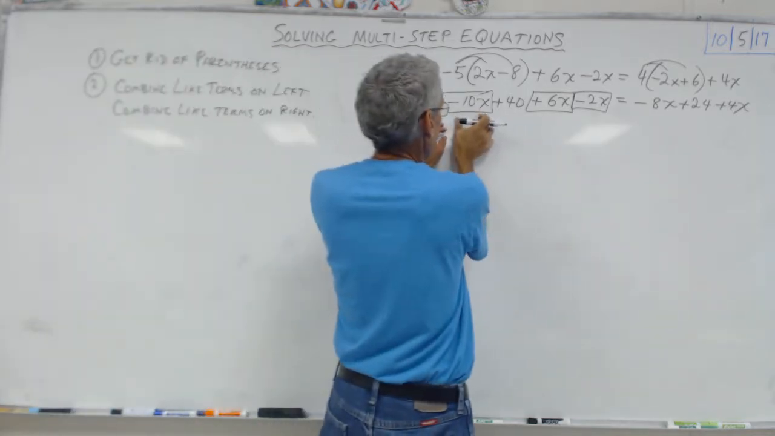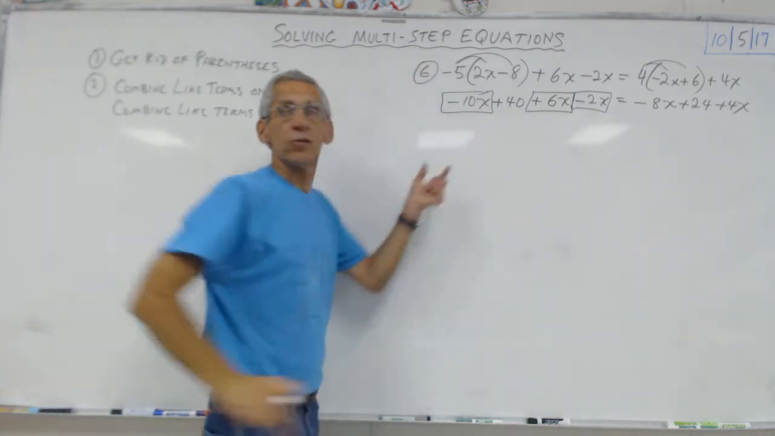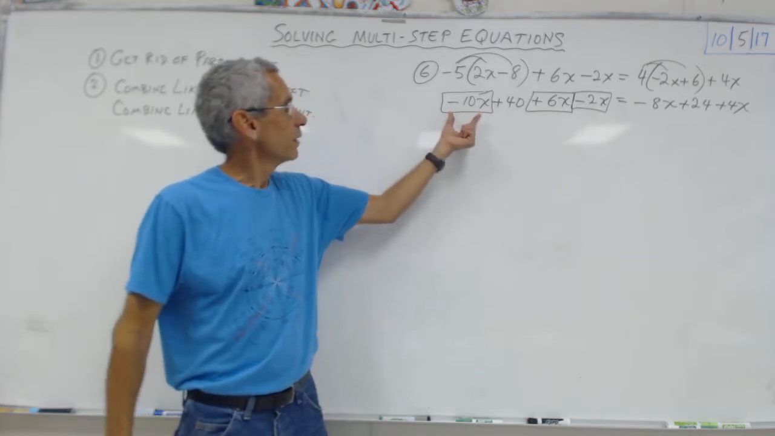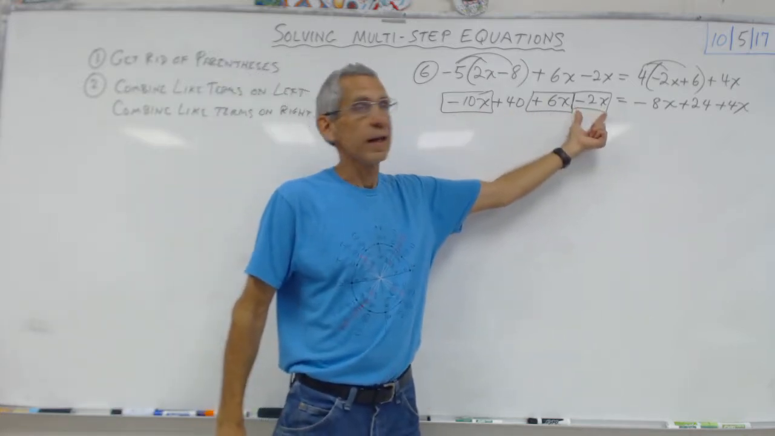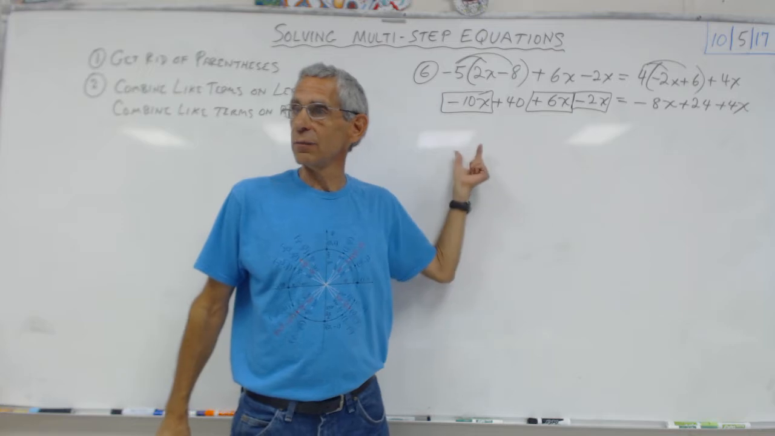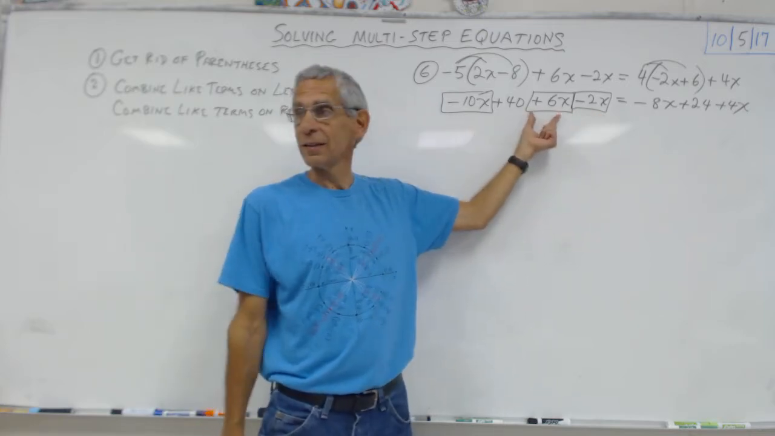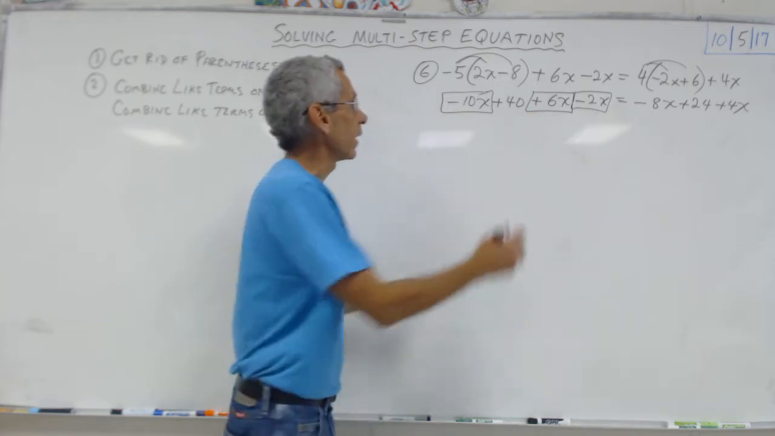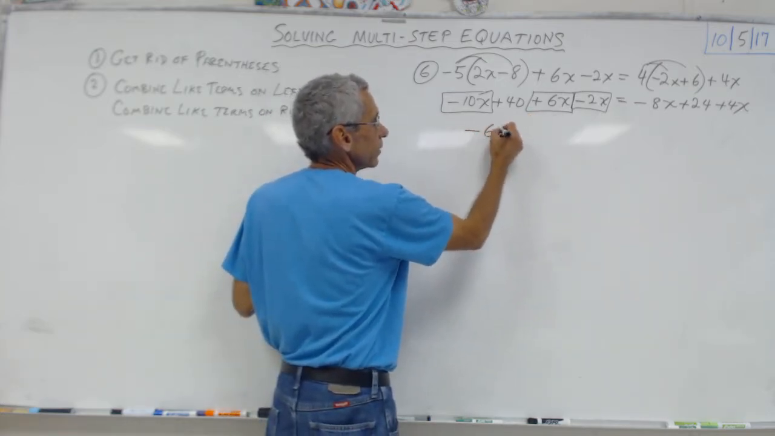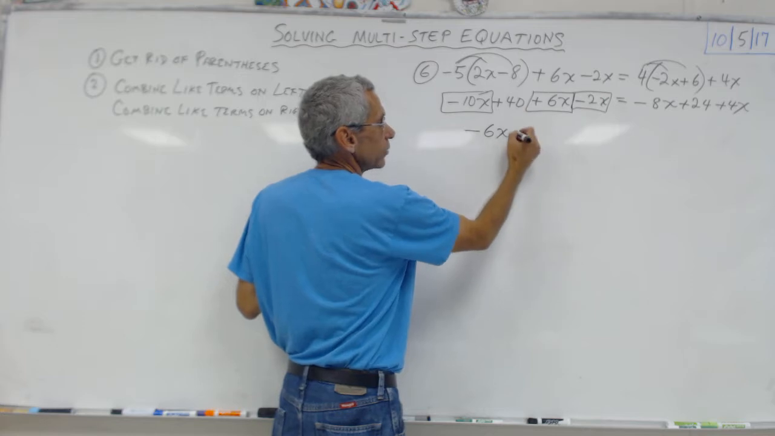So we've got negative, okay, what do we have? This is what I do. I think of it as negative 10x and negative 2x. I do all my negatives at the same time. So that gives me negative 12x. Negative 12x plus 6x, negative 6x. So I have negative 6x here, and I didn't do anything to that, so I've got to still write that.